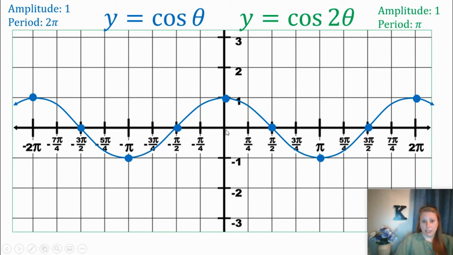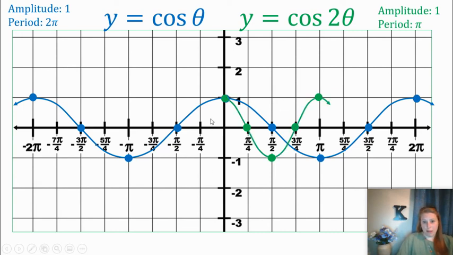So let's graph. We'll start at 0 and our maximum, 1. Now we go the full period length away. Because our period is now pi, we're going to stop here at pi and hit the maximum. Halfway, we hit the minimum, -1. Halfway between these, we cross. Halfway between these, we cross, and sketch that curve.